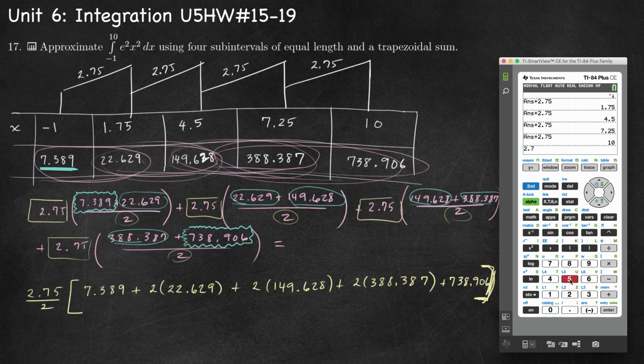Okay, let's just do it. 2.75 divided by 2 times 7.389 plus 2 times 22.629 plus 2 times 149.628 plus 2 times 388.387 plus 738.906. For a final answer of 2,567.927.